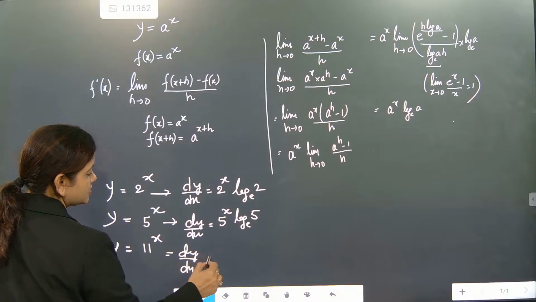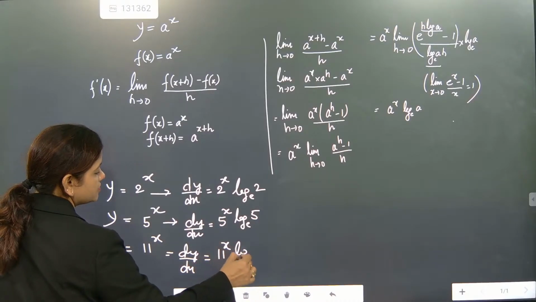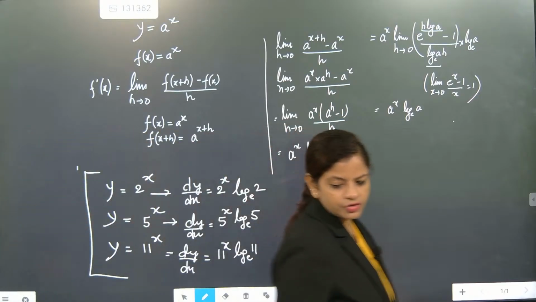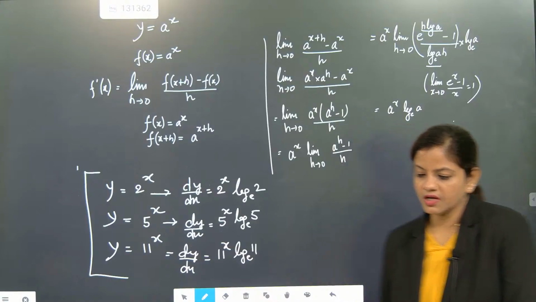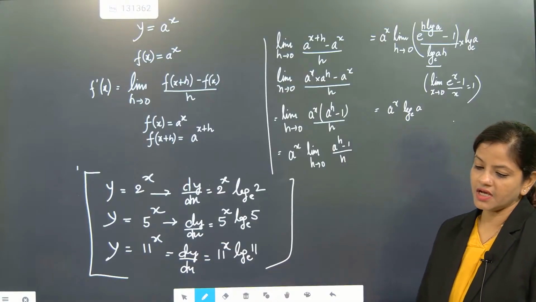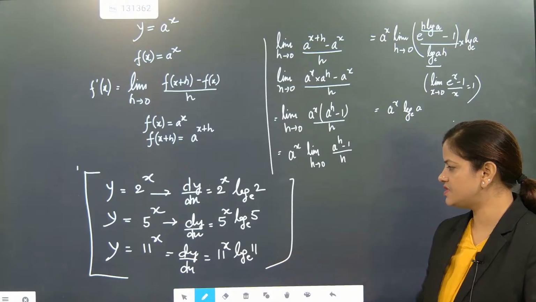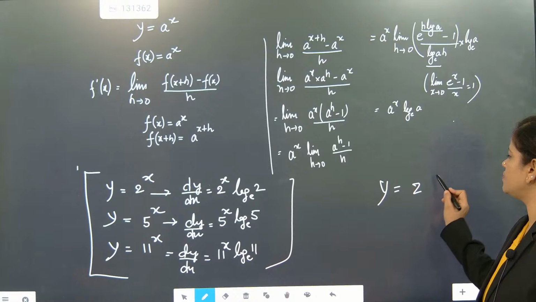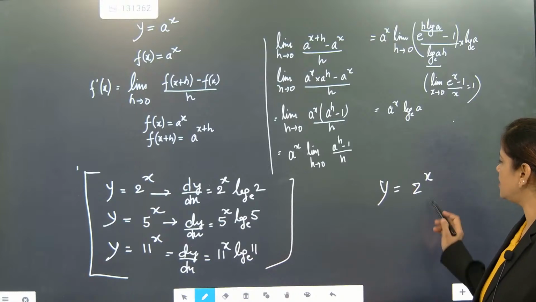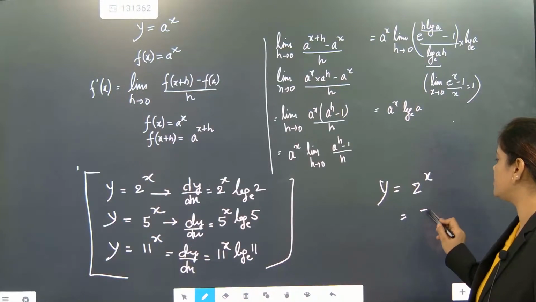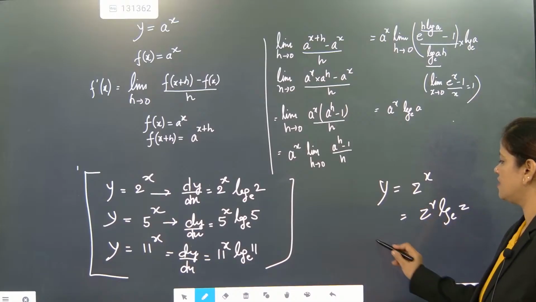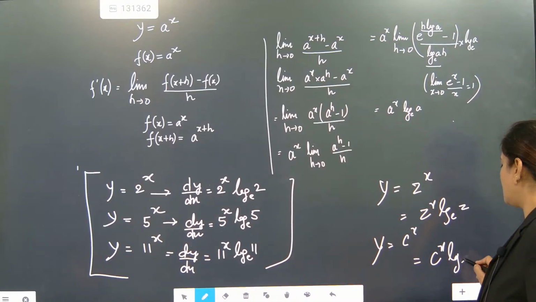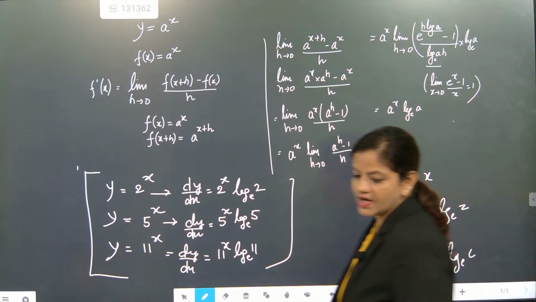So dy by dx is equal to 11 to the power x log base e 11. Understood? So these are the three most important things. I will explain the horseshoe method for motor only now. This is the answer. So this is 11 to the power x log base e 11. Any constant number can be given. Like y is equal to z to the power x. Understood? Then it will become z to the power x log base e z. Y is equal to c to the power x. So it will become c to the power x log base e c. That's the way of writing the answer.